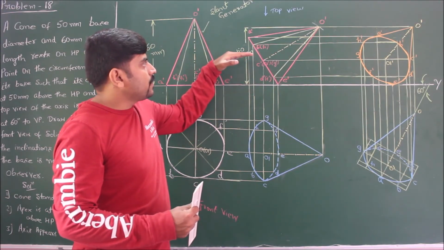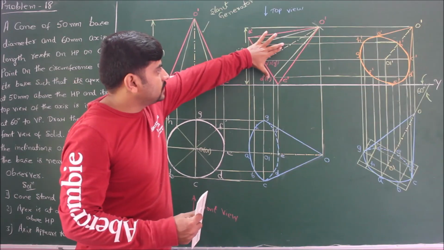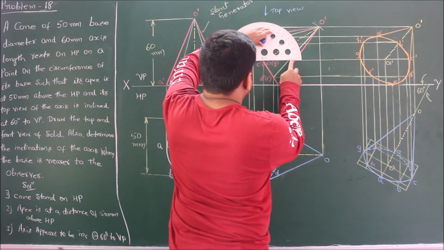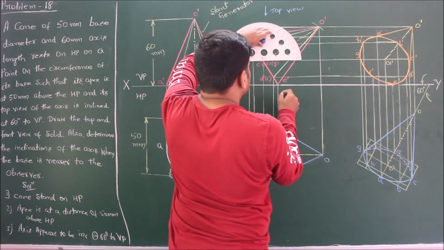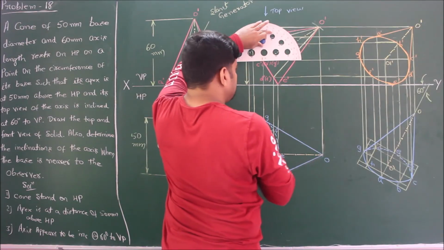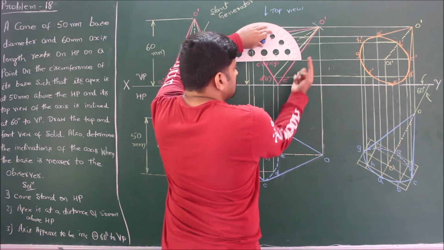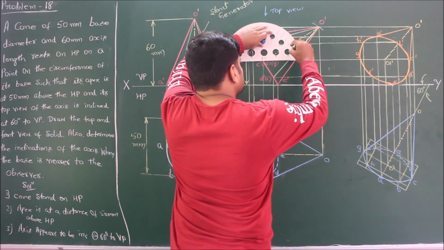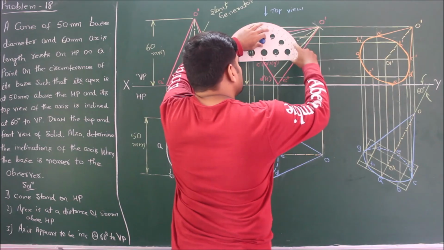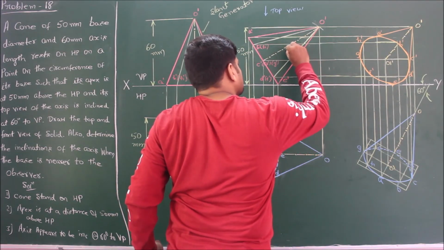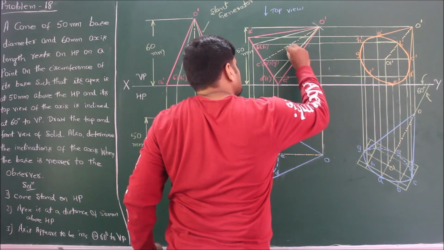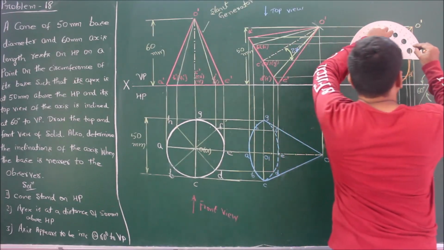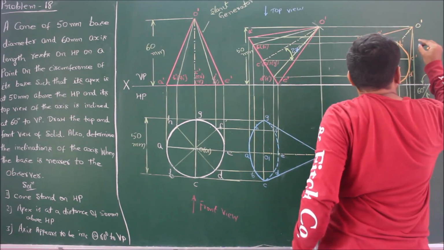So therefore, using a protractor, measure the inclination of this axis with respect to the horizontal plane. If I measure, the axis is inclined at an angle of 27 degrees with respect to the horizontal plane, because this line and the horizontal plane are parallel. So therefore the angle of inclination of the axis, what he has asked in the question, is 27 degrees. And also in the final view, the axis is inclined at an angle of 51 degrees to HP.